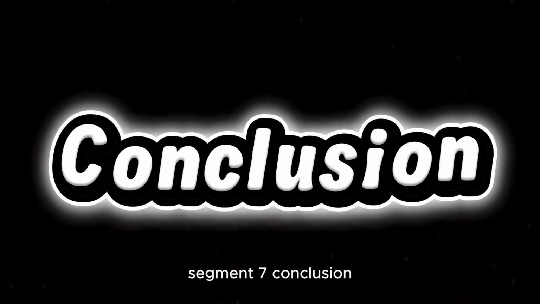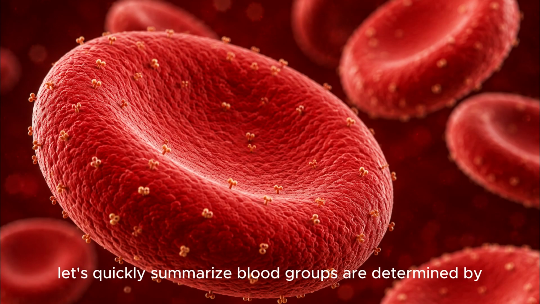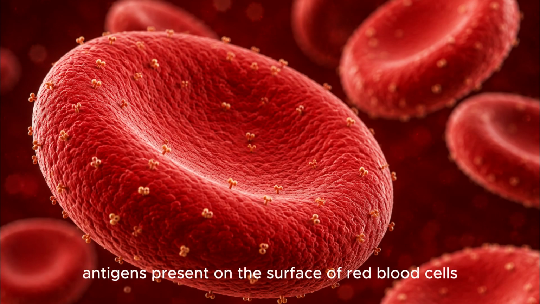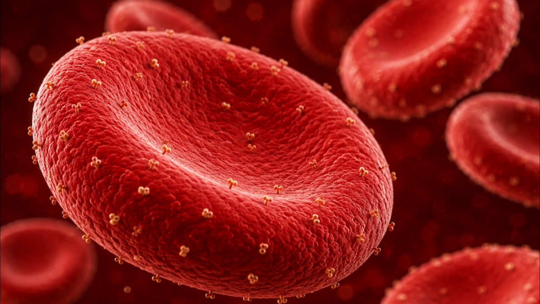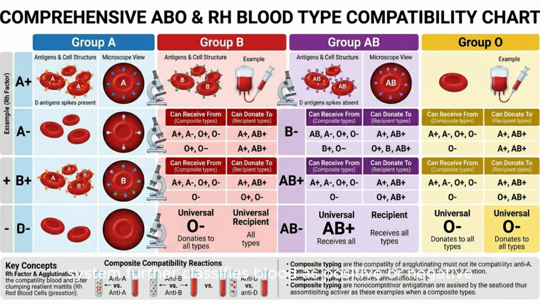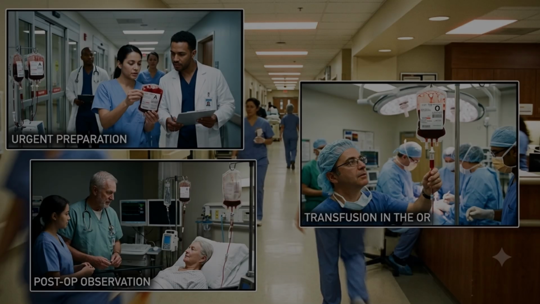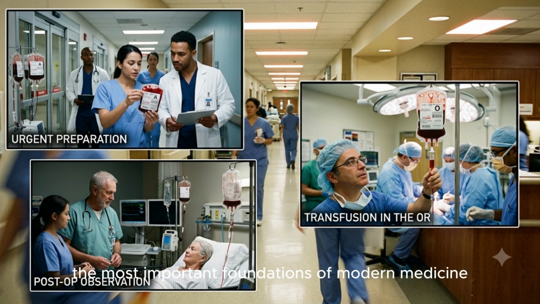Segment 7. Conclusion. Let's quickly summarize. Blood groups are determined by antigens present on the surface of red blood cells. The ABO system divides blood into A, B, AB, and O groups. The RH system further classifies blood as positive or negative. These classifications help doctors safely perform blood transfusions and avoid dangerous immune reactions. Understanding blood groups is one of the most important foundations of modern medicine.